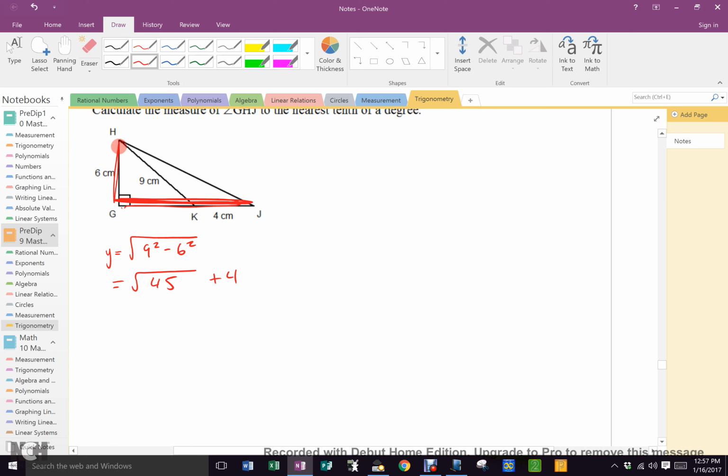And now I know this side, yeah? I need this theta, don't I? Do I know theta? No. Theta equals theta. It ain't changing. Do I know theta's opposite? What is it? 4 plus root 45, right? Do I know the adjacent? What is it? 6. Do I need an angle or a distance?